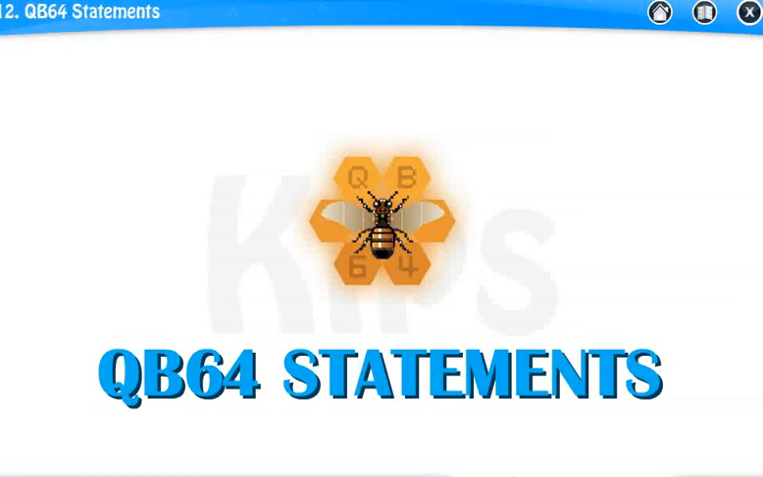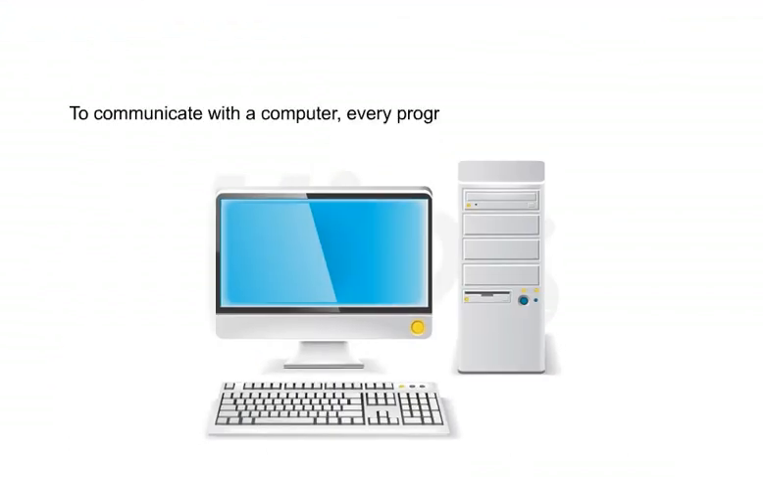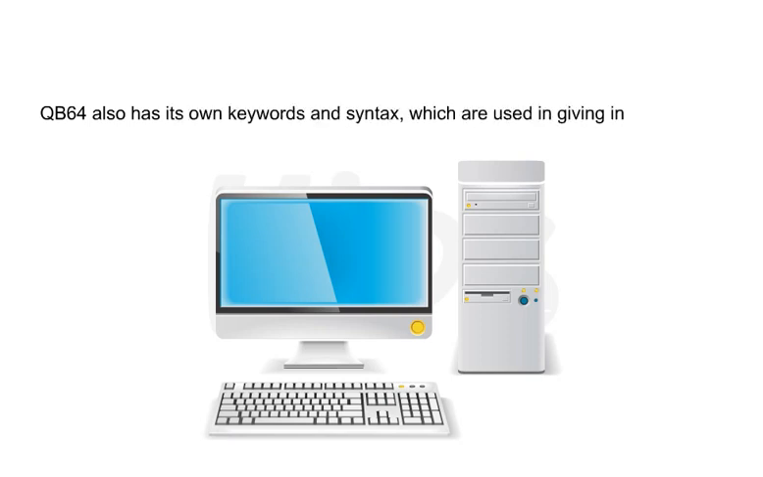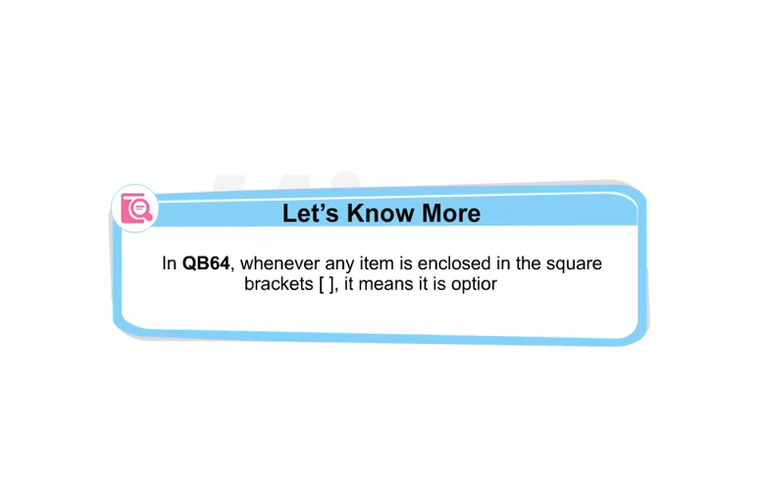Today we will learn about QB64 statements. To communicate with a computer, every programming language has its specific keywords and syntax. QB64 also has its own keywords and syntax, which are used in giving instructions to the computer while programming. Students, in QB64, whenever any item is enclosed in square brackets, it means it is optional.